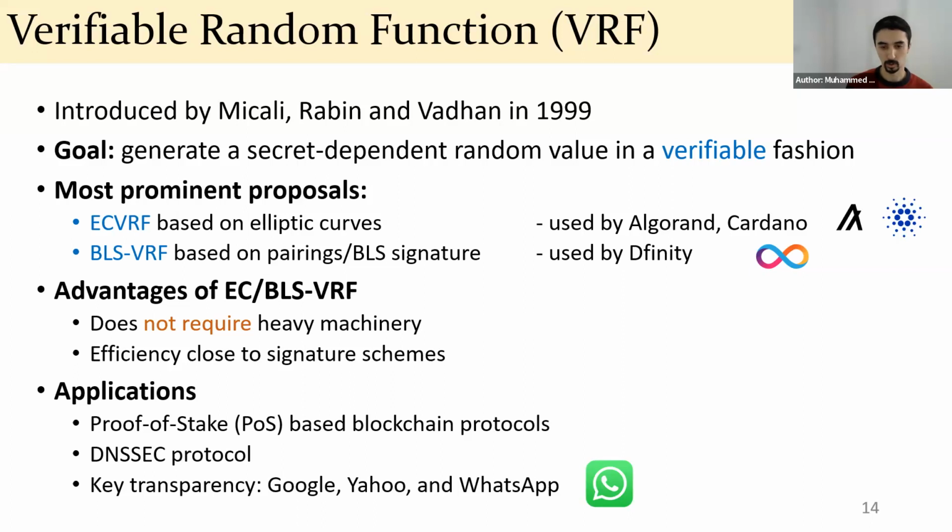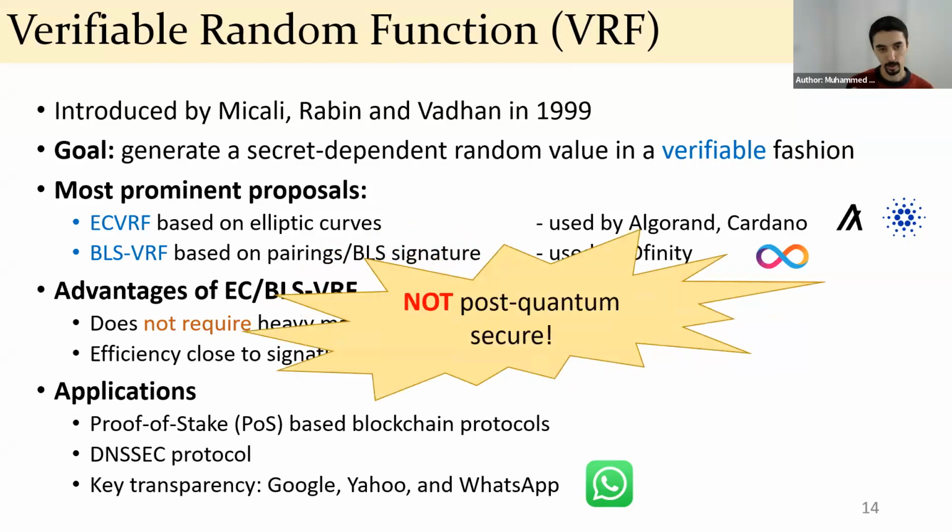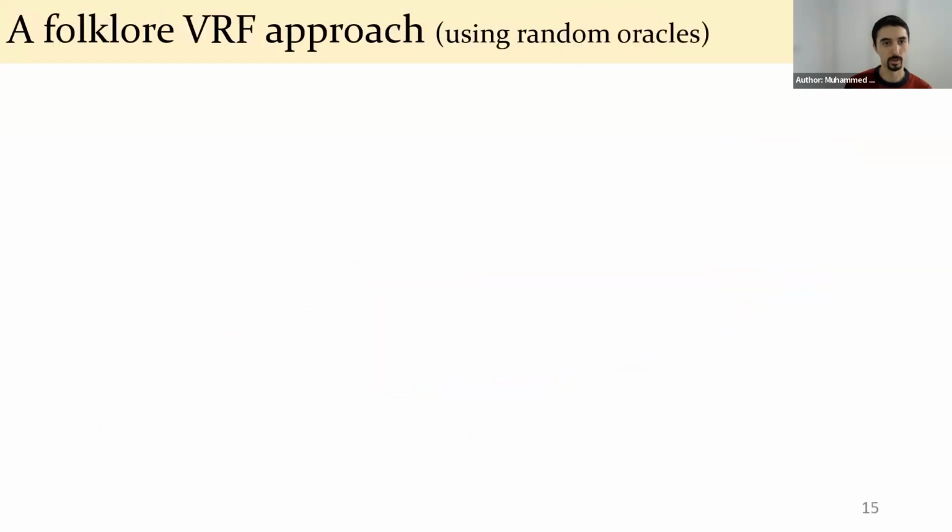They are also used in DNSSEC, and very recently they were deployed in WhatsApp in the so-called key transparency protocol, and they were also previously used in Google and Yahoo. And of course, since these schemes are based on discrete log, they are not post-quantum, and we want to build something plausibly post-quantum using lattices in this work.